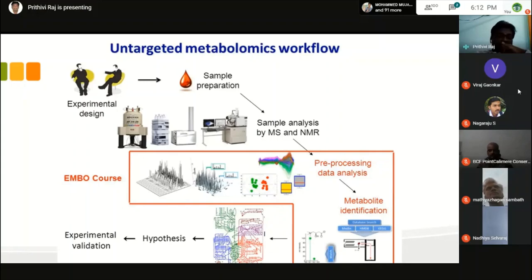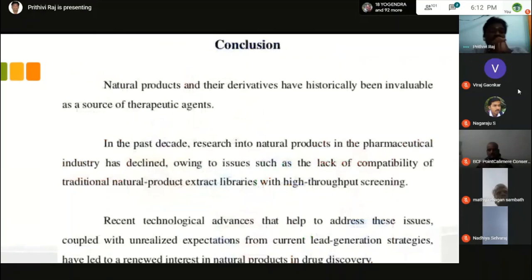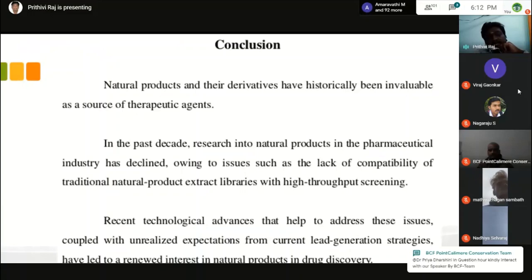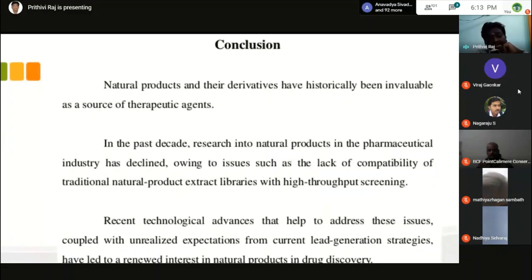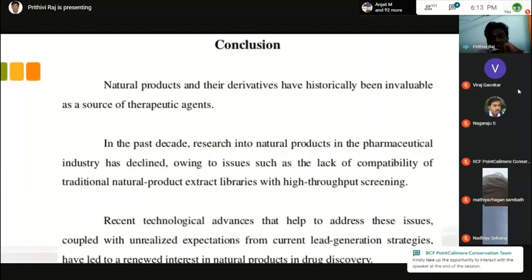So let's turn to the conclusion. Natural products and their derivatives have historically been invaluable as a source of therapeutic agents. In the past decade, research into natural products in pharmaceutical industries has declined, owing to issues such as the lack of compatibility of traditional natural product extract libraries with high throughput screening. Recent technological advances that help to address these issues, coupled with underlying expectations from current lead generation strategies, have led to renewed interest in natural products in drug discovery.